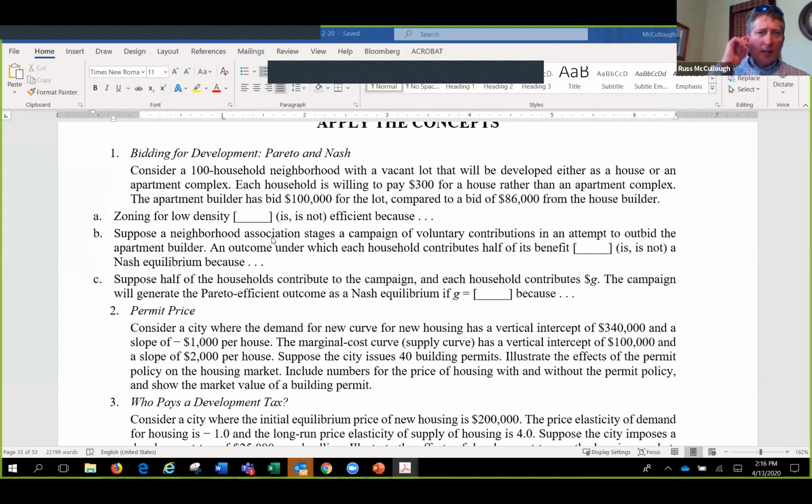Okay, so zoning for low density is efficient because 116,000 is greater than 100,000. Suppose the neighbors contribute.